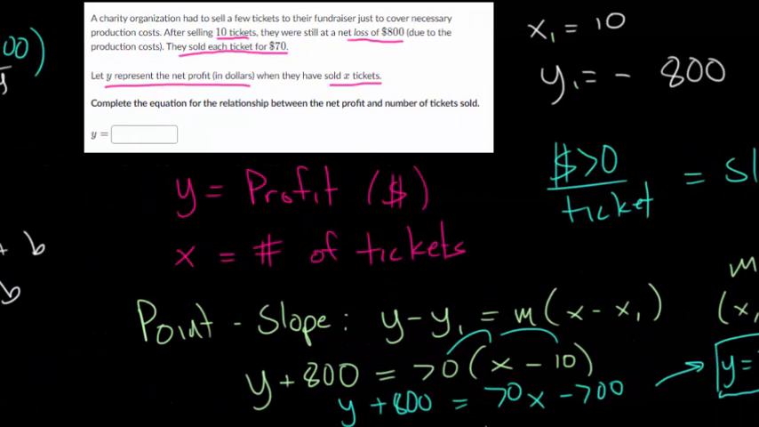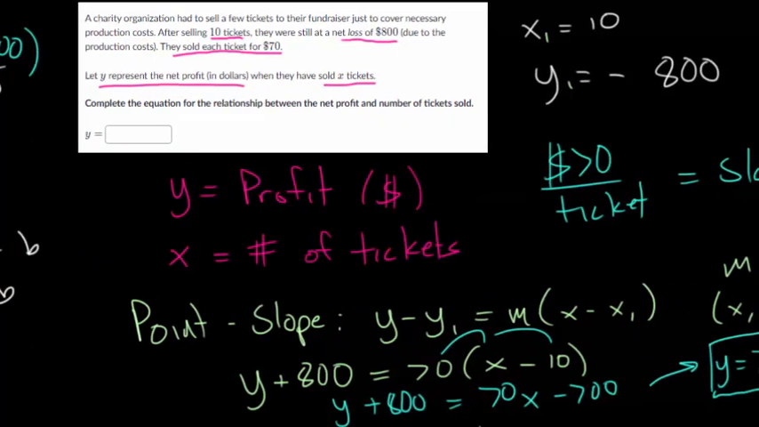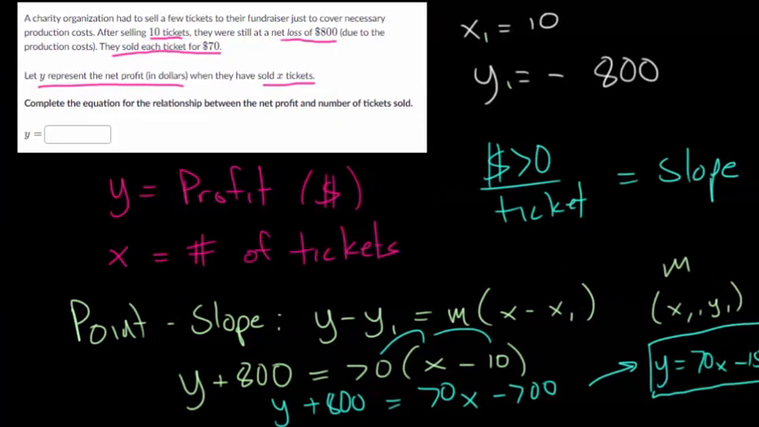Now, we also want to make sense of our equation based off the information they gave us. So let me just rewrite the equation in here. Y is 70x minus 1500. And so they sold each ticket for $70. Well, every time x increases by 1, you're essentially adding another 70. So that makes sense. If you put in 3 here, selling 3 tickets, you'd make $210.